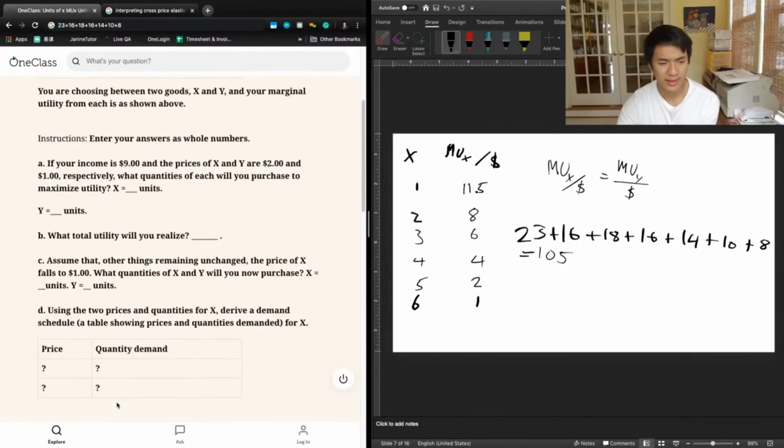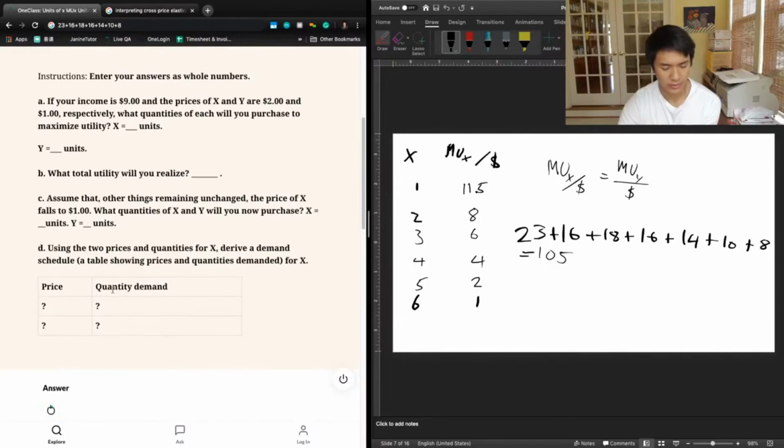And so that's going to be matched with what we said, and the final question says, using the 2 prices and quantities for X, derive a demand schedule, a table showing prices and quantities demanded for X. So we have price on the first column, quantity demanded on the second column for X. We had a circumstance where the price was 1 and we demanded 4 units, and we had a circumstance where the price was 2 and we demanded 2 units. And so that's going to be our fully filled in demand schedule.